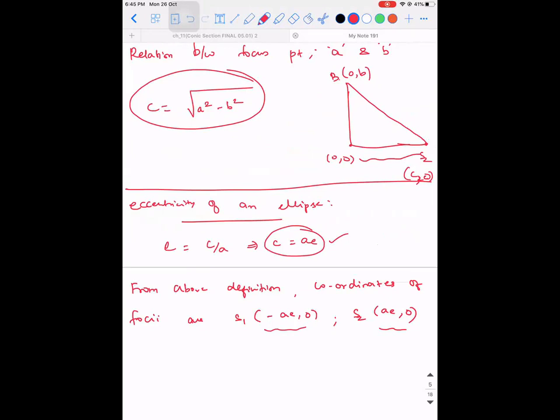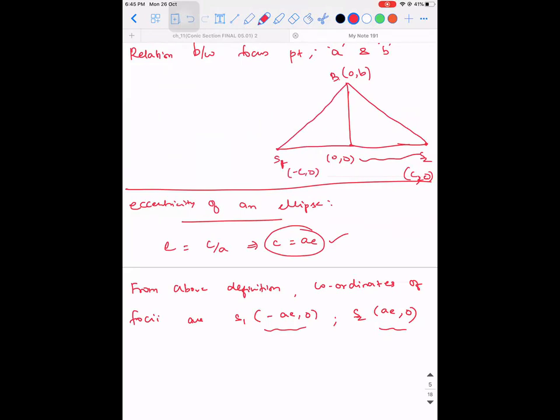Clear, guys? Now see. Now I told you I'll prove it here, right? So concentrate. If I take S1 here, that is minus C comma 0. So what is S1B, guys? See, this distance is B, this distance is C. S1B will be root of B square plus C square from Pythagoras theorem. Similarly, S2B will also be root of B square plus C square.